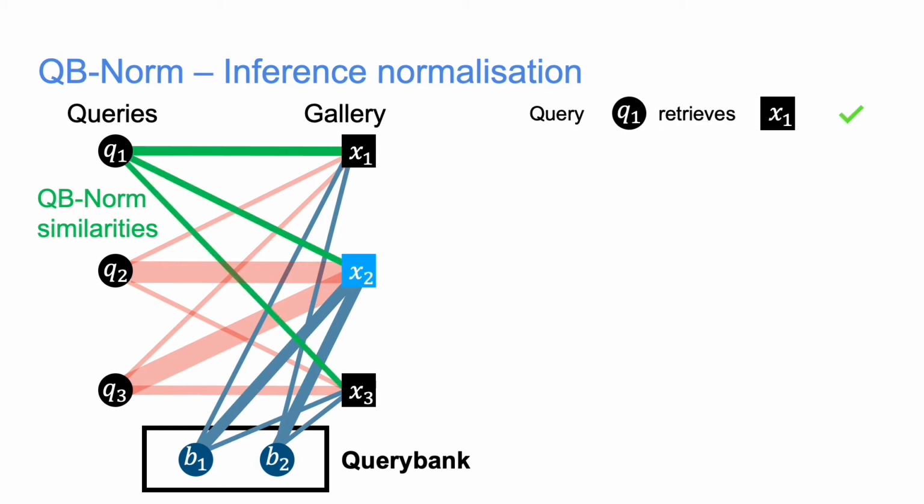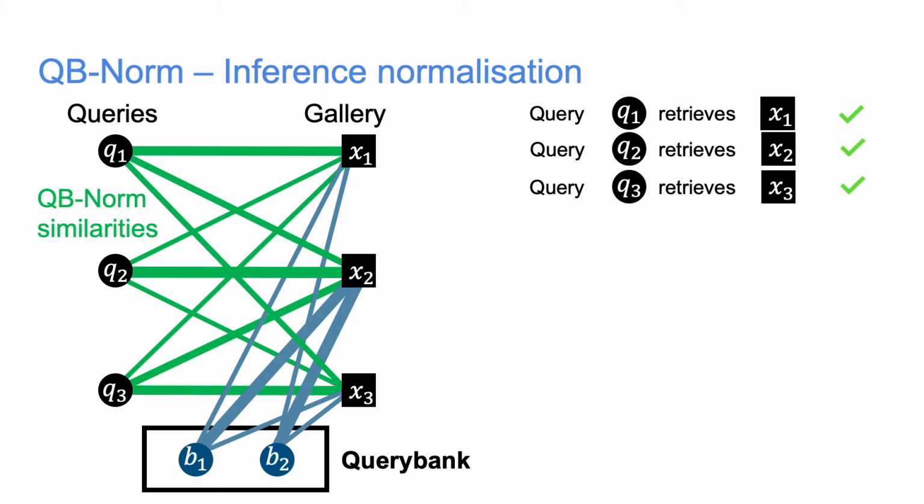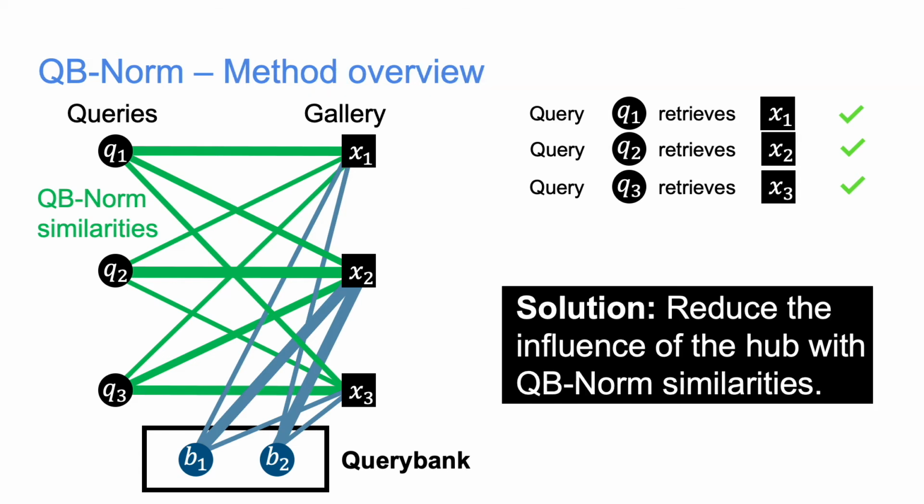As you can see, applying QB-norm, the similarities are normalized and now Q1 correctly retrieves video X1. The same happens for all the queries. And you can observe that the normalized similarity retrieved the correct videos. Also, please observe that video X2 is no longer a hub. In conclusion, by applying QB-norm, we reduce the influence of the hubs by normalizing the similarities. QB-norm is a framework that works with any retrieval method and with different normalization techniques.